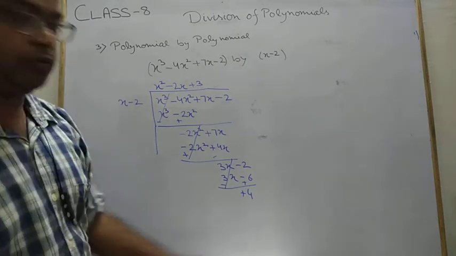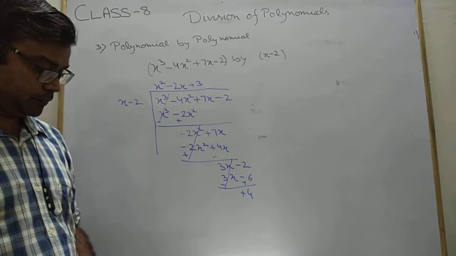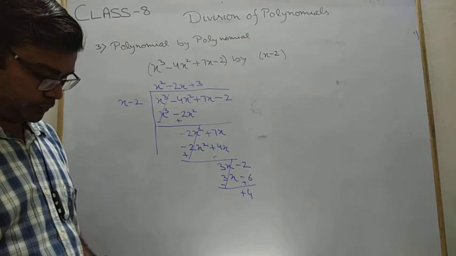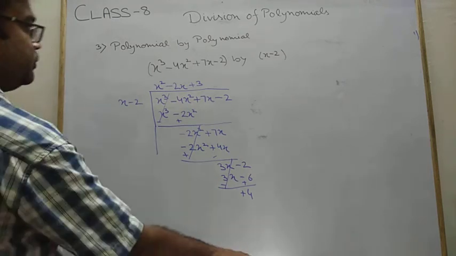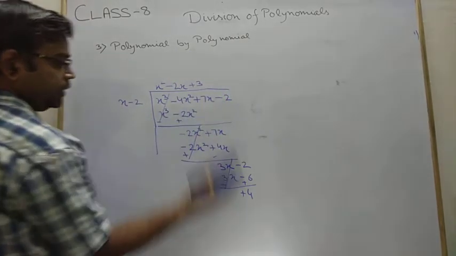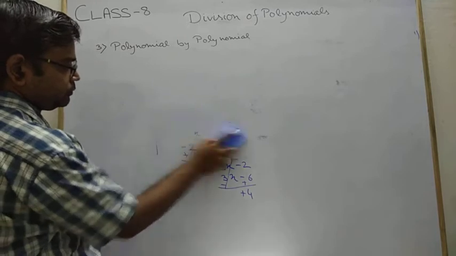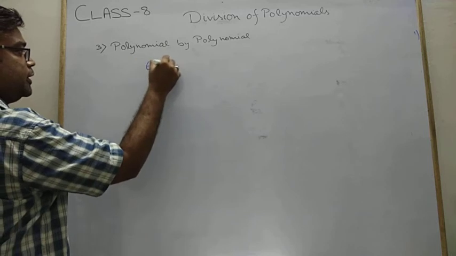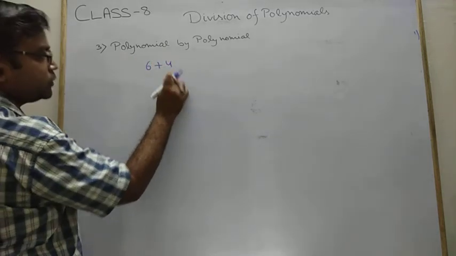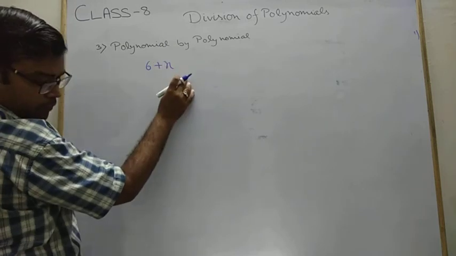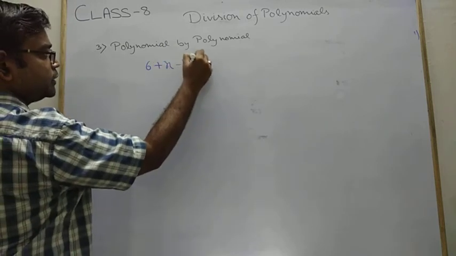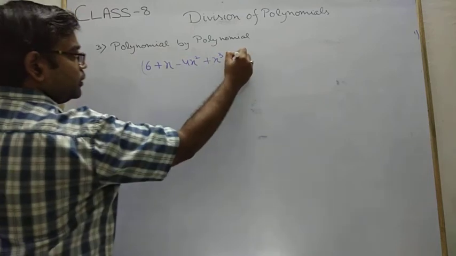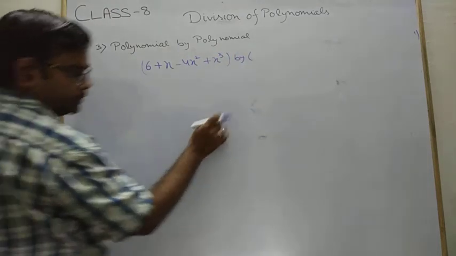Okay, let's discuss one question. I am using only one question from your book so that you can easily understand. One is already discussed and the next I am going to discuss. This is your question. It says 6 plus x minus 4x square plus x cubed, divided by x minus 3.